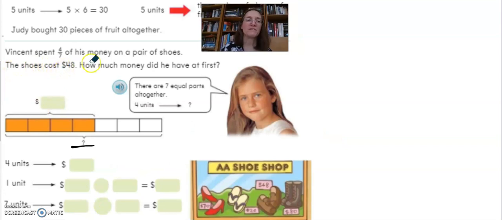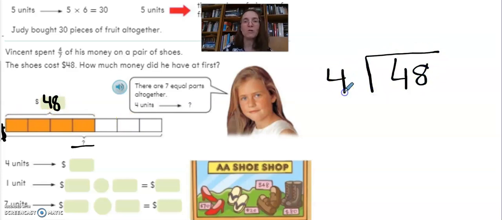Vincent spent 4/7 of his money on a pair of shoes. The shoes cost $48. How much money did he have at first? Now, I, of course, would like to label this as Vincent's money. And you can see that on this bar model, they've divided up into 1, 2, 3, 4, 5, 6, 7 pieces. And we know that the cost of the shoes was $48, and they were equal to 4 of the 7ths. So it seems to me that if I took 48 and divided it by 4, I would know the 1, or the unit fraction. If I know what 1/7 is, I can answer the rest of the questions about it.